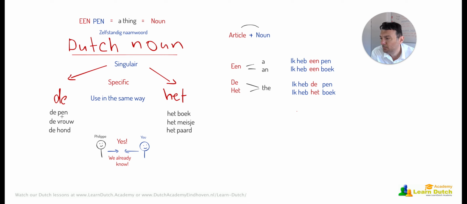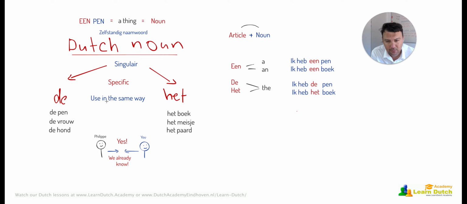For instance, pen we use with de. Book we use with het. Vrouw we use with de. Meisje we use with het. Hond with de. Paard with het. We use de and het in the same way.